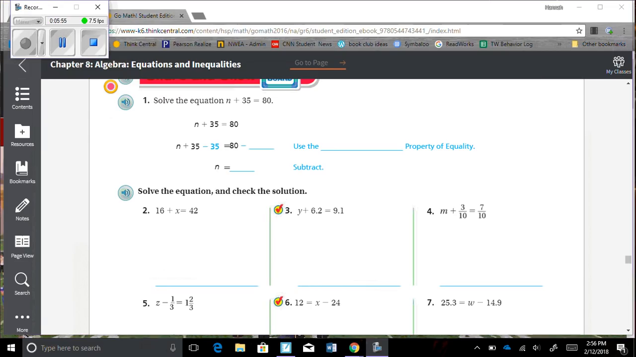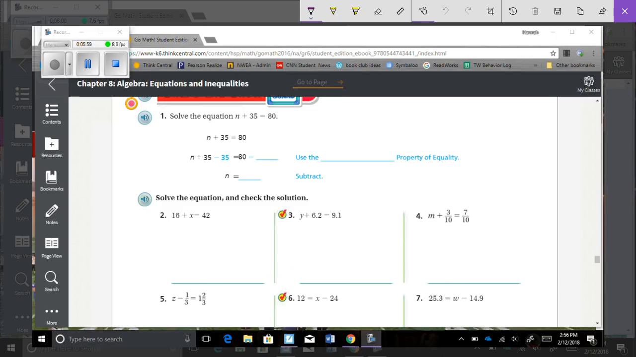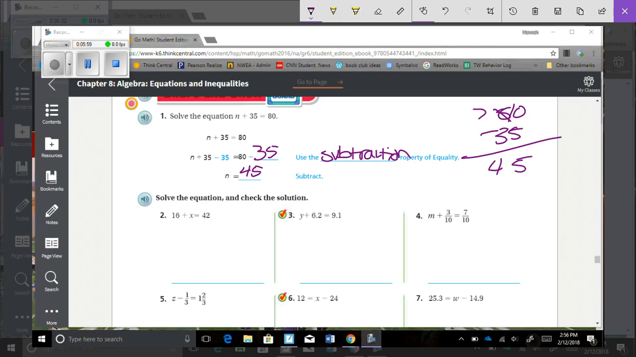Solve the equation n plus 35 equals 80. We are on share and show now. Okay, number 1 on share and show. So n plus 35 equals 80. The next step they did was n plus 35 minus 35 equals 80 minus 35, because we're going to use the subtraction property of equality. So if we have 80 minus 35, that's 45. n should equal 45.